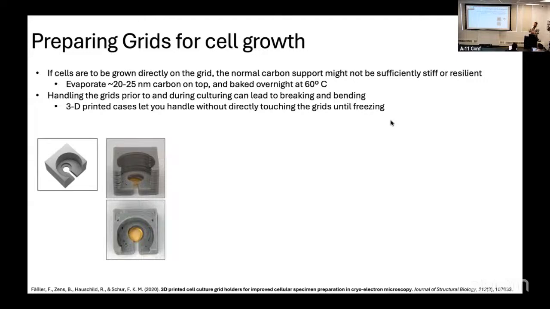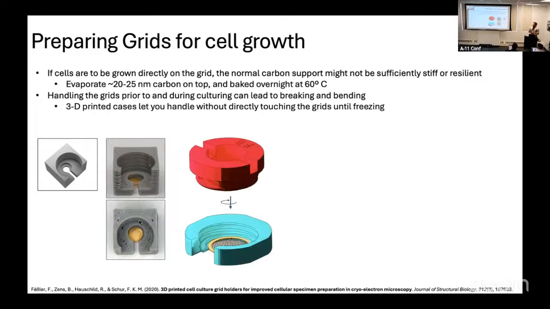People have published some stuff about 3D printed cases. This is from Florian Schur's lab. And you just print up this case and you put the grid in, and you handle the case itself. You never touch the grid. I started using it. There were some issues where the grid would float up when you put it in, and the grid would just pop out of the case. And also, when I wanted to pattern on the grid bars, I need to flip the grid over, pattern, flip it back over, and grow cells on it. So I developed, in collaboration with a machining lab we have at Rockefeller, these grid holders that have a screw top, and you actually put the grid in there and you screw the top on.